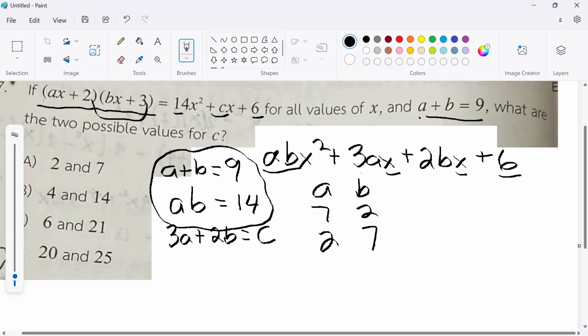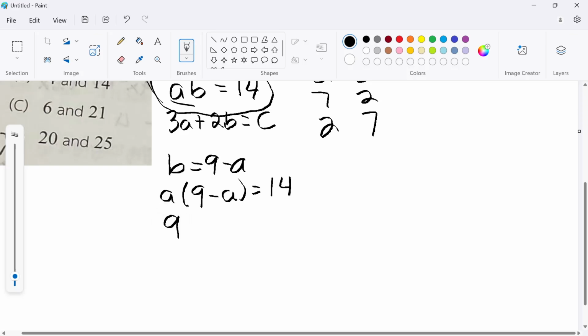But I could also just use these two simultaneous equations and do b equals 9 minus a, and then plug that into the second equation: a times (9 minus a), that's a times b, equals 14. And then I'll multiply it: 9a minus a² equals 14. Then I'll add a² to both sides and subtract 9a from both sides: 0 equals a² minus 9a plus 14.